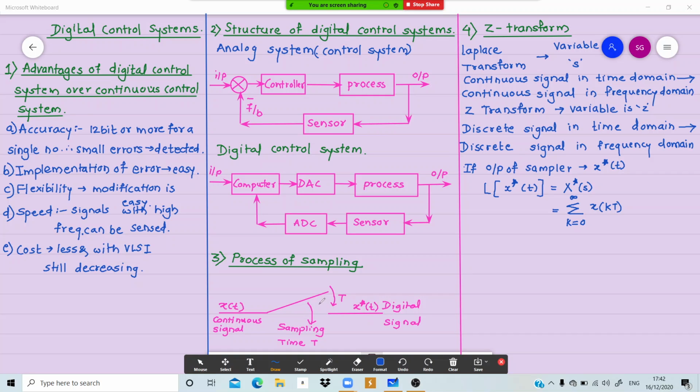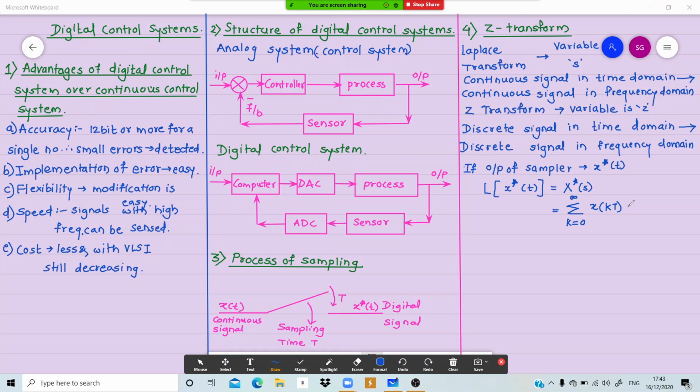So 1, 2, 3, 4 pulses. So it will be t, 2t, 3t. That will be your time now. I think all of you will be able to understand this, right? This is t, this is continuous. Over here it is t time interval after which the sampling is done. So sampling time is t. So it is going to be t, then 2t, 3t, 4t, 5t. So that will be the value of t. So how I can generalize it? I will say k. K is changing from 0 to infinity, right?